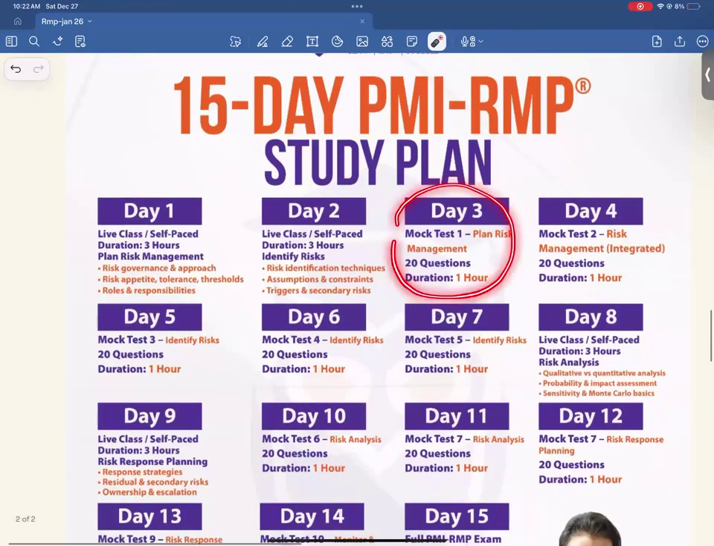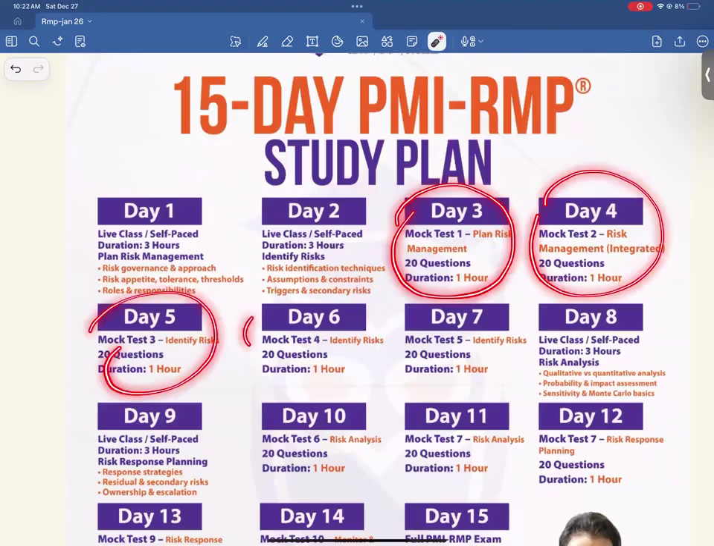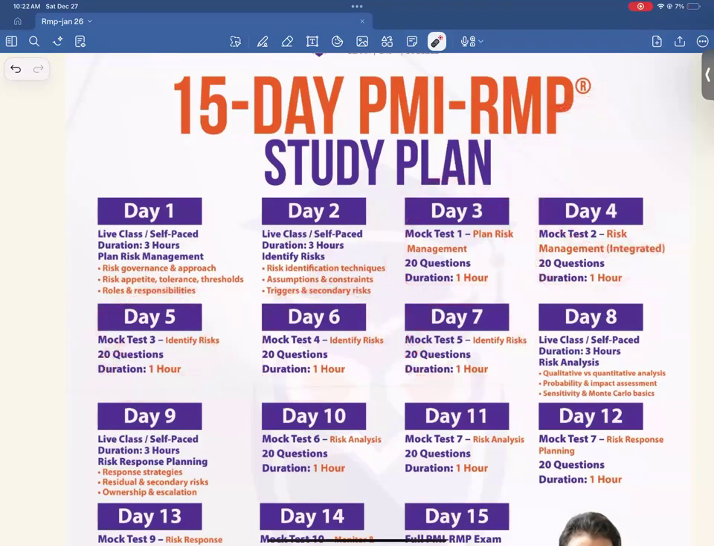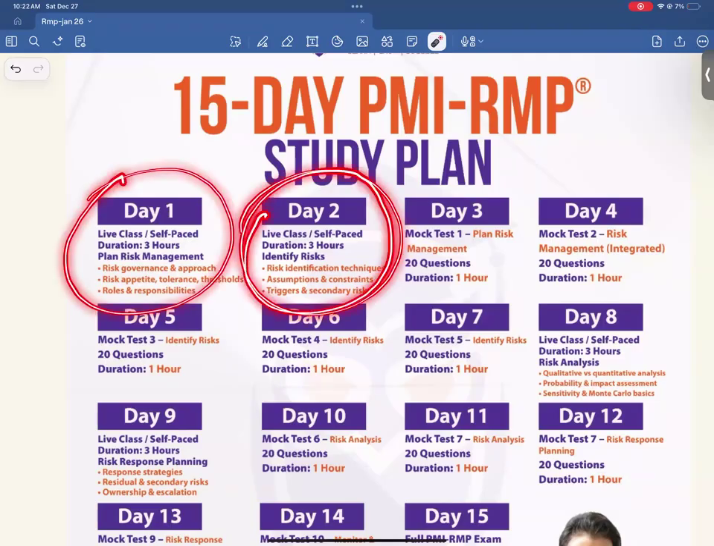Then day three, day four, day five, day six, and day seven, we will be having 5 mock tests. You understand, everybody? 5 mock tests, 1 mock test every single day. Each mock test will have roughly 20 questions, so you need to allocate 1 hour daily to do the test and review it. The tests would be from these two domains, plan risk management and identify risk.